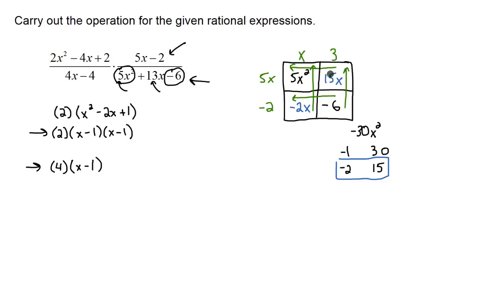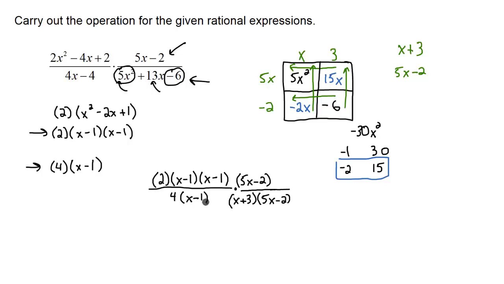So now I have my two factors. I have x plus 3, that's coming from this x and this 3, and I have 5x minus 2 here, that's going to be my other factor. And at this point, I'm just going to rewrite my entire rational expression I started with and see what I come up with. And here it is.